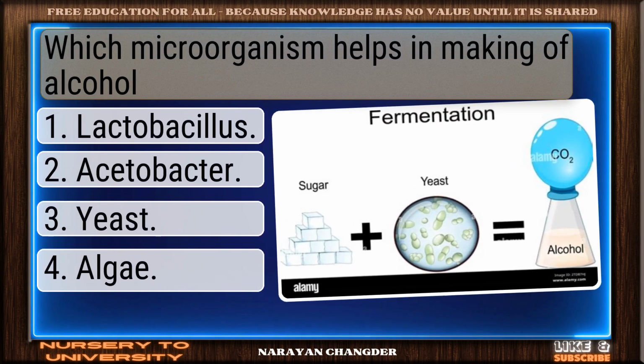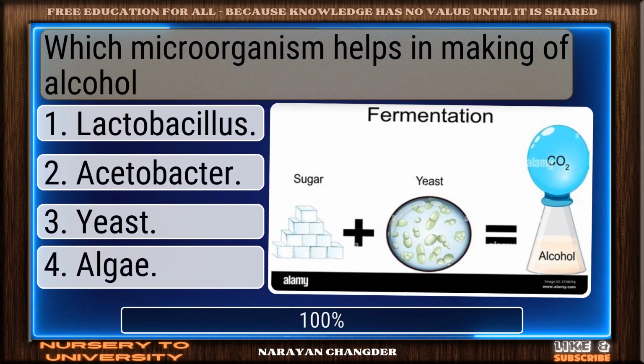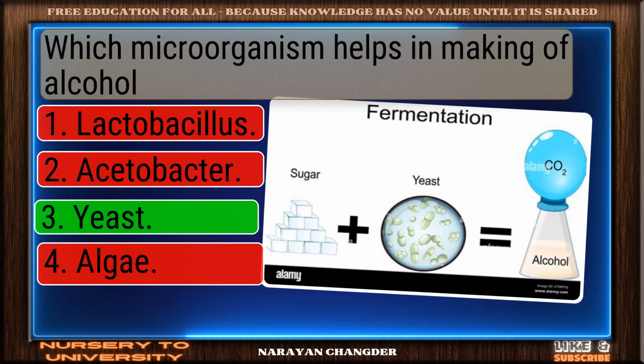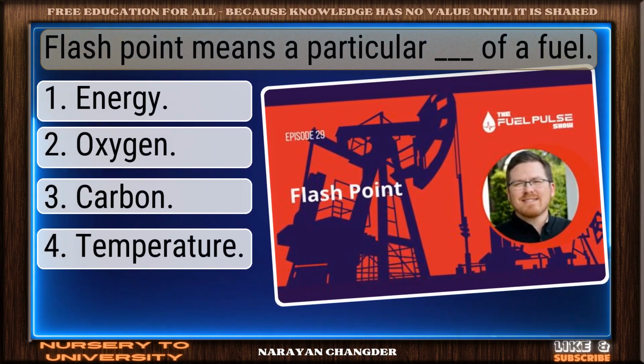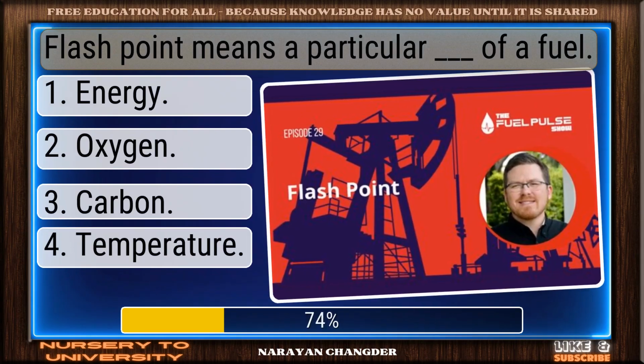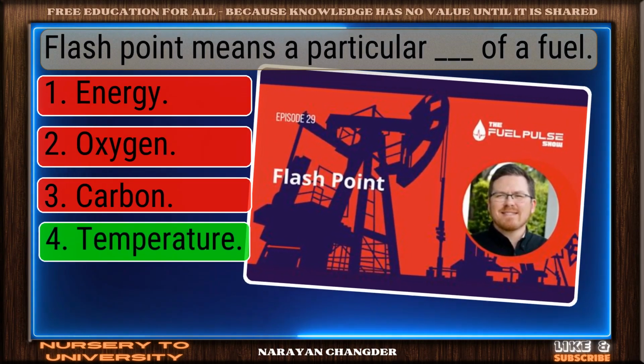Which microorganism helps in making of alcohol? Correct response. Yeast is the most accurate answer. Flashpoint means a particular dash of a fuel. Right again. Temperature is a valid answer.